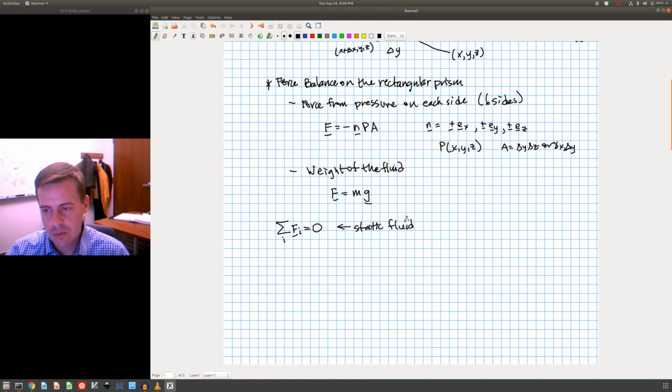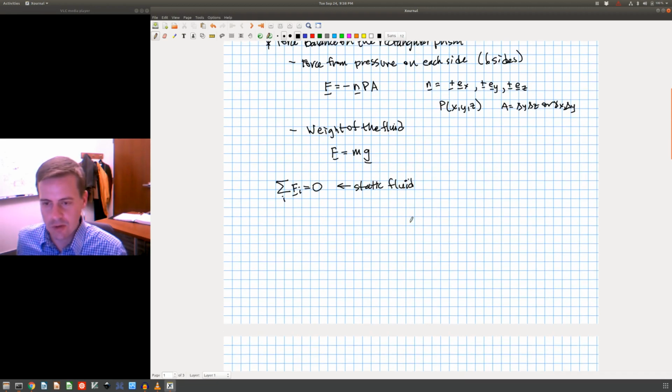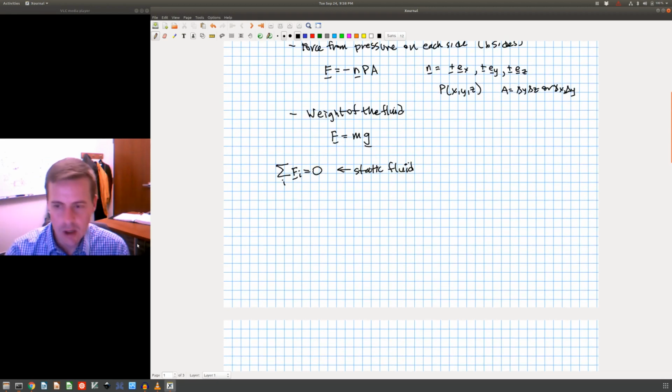If the fluid were moving, that wouldn't be 0. We would have F equals ma. We'd have to worry about that, and we're going to do that in a couple of lectures. All right, so now I need the forces. So let me get the forces on the different faces. I'm going to have 6 of these, and then I have a weight of the fluid that I'm going to have to add up.